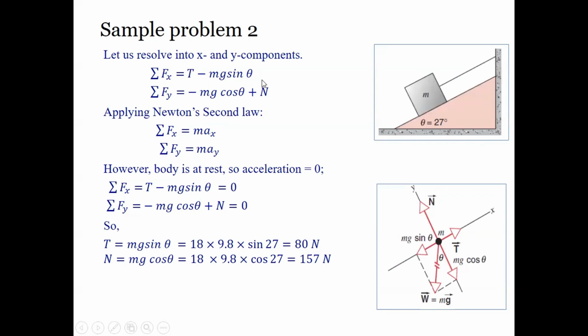Then resolving these components into x and y components, we can see here that T is in the positive x direction and mg sine theta is in the negative direction. So T minus mg sine theta is the sum of the forces along the x direction. The sum of the forces along the y direction: there is a normal force N, and there is mg cos theta in the downward direction. So N is with the positive sign, and mg cos theta is downward, therefore it has a minus sign.